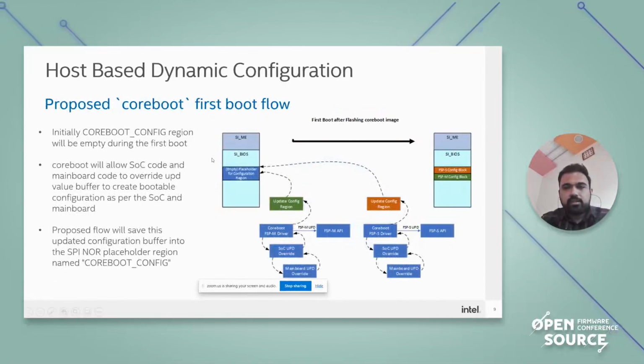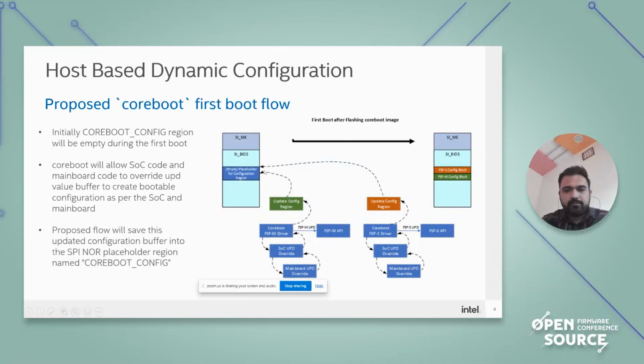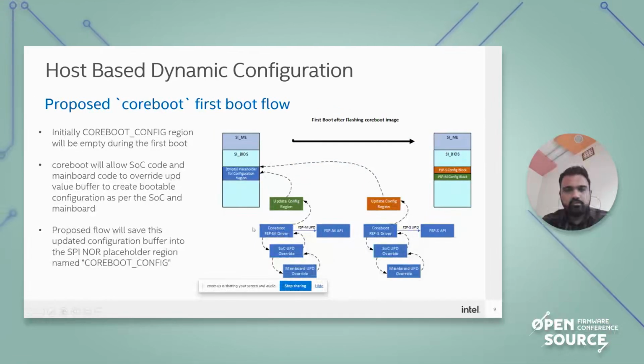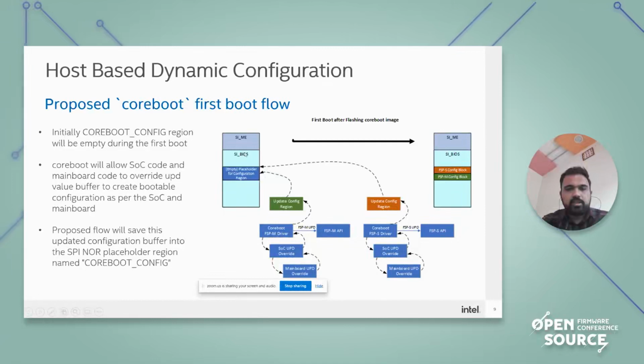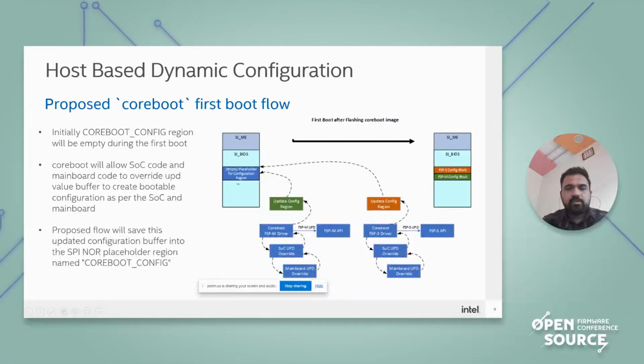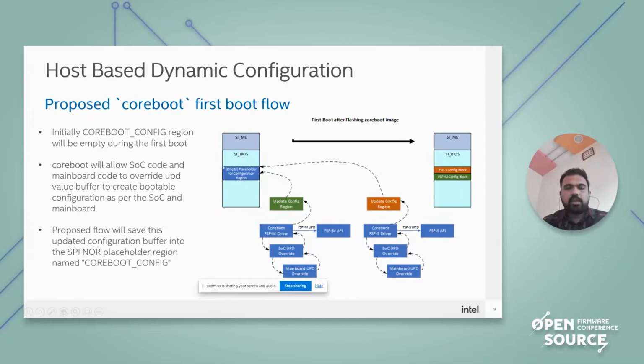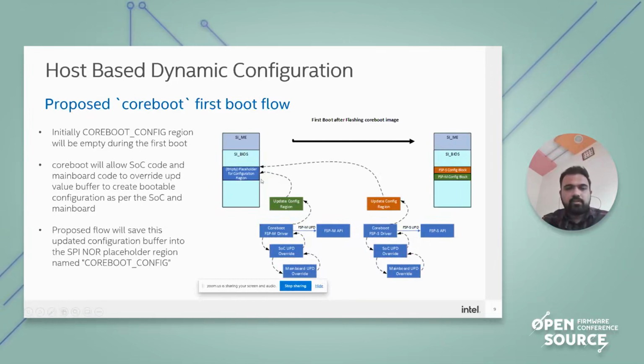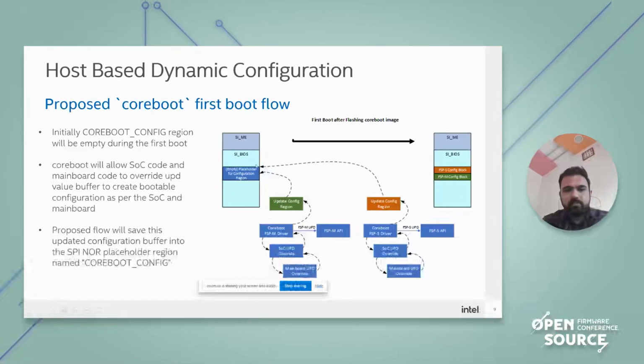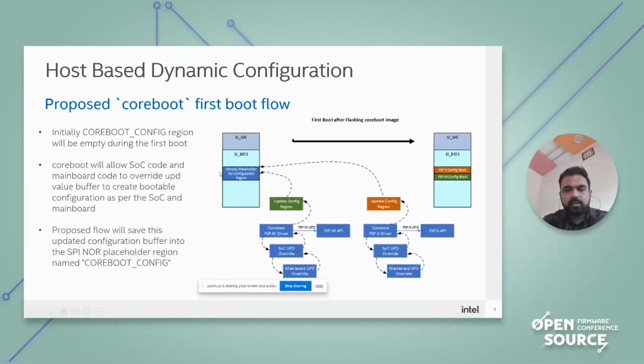This image illustrates the proposed design flow, and this is the first boot flow. When initially we have a Coreboot image, there will be an empty or placeholder configuration region. In this one, we will just put the FSPM and FSPS configuration region, not the entire binary. So initially this region will be empty when you flash the image first.